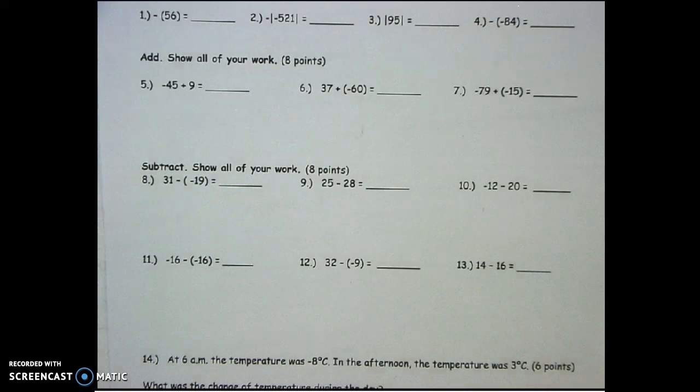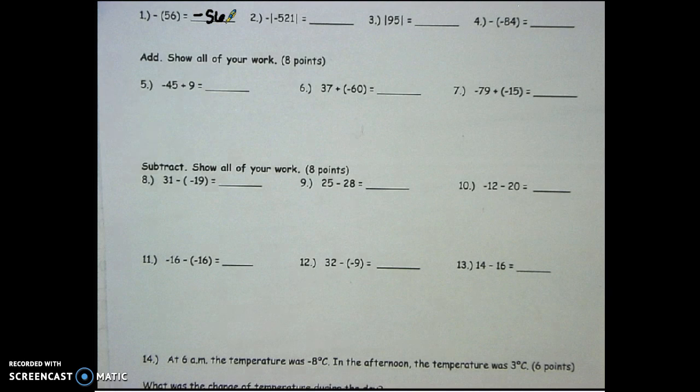All right, let's review absolute value and adding and subtracting rules. For number one, if you have an opposite sign outside of parentheses, this is not absolute value. It's not asking you to solve for absolute value. It's asking you to say what is the opposite of whatever's inside the parentheses. The opposite of positive 56 is negative 56.